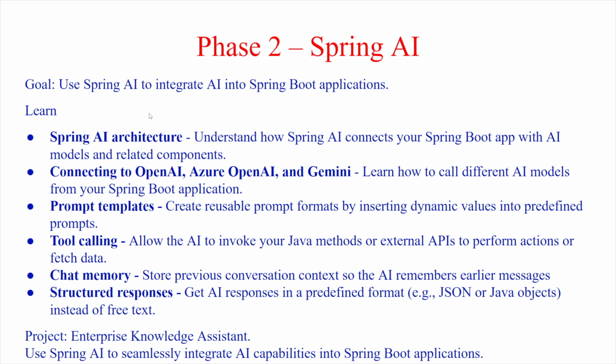So now your Spring Boot application should know how to integrate with Spring AI. So this is where you should learn the Spring AI architecture. That is, understand how Spring AI connects your Spring Boot application with AI models and related components. Then you should know how to connect with OpenAI, Azure OpenAI, and Gemini, so that you know how to call different AI models from your Spring Boot applications.